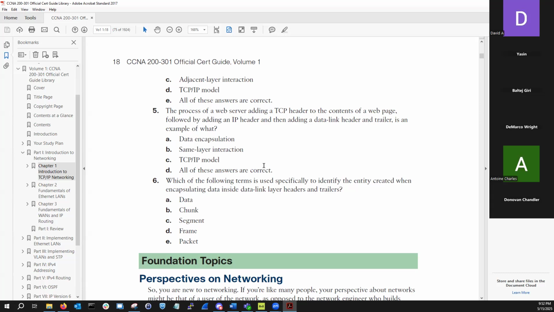That would be D, frame. Why? Because frame is the unit of data in layer 2. Perfect. That's amazing. That's a great explanation.